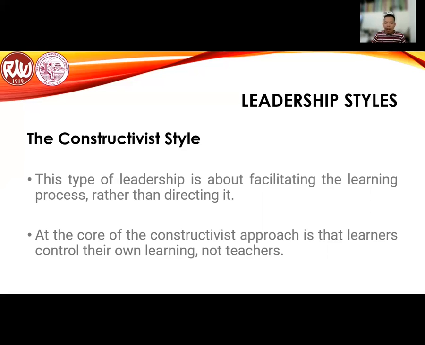Constructivist leadership is about immersing teachers in the culture of learning and enabling them to take risks. It's not about dictating to teachers on how to deliver instruction. It's about educating teachers that we are all learners.